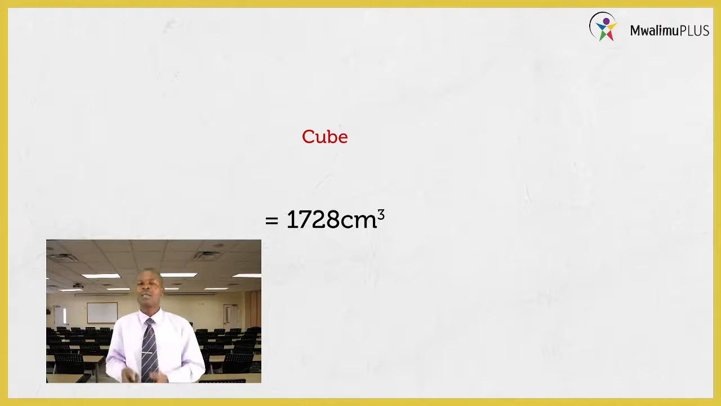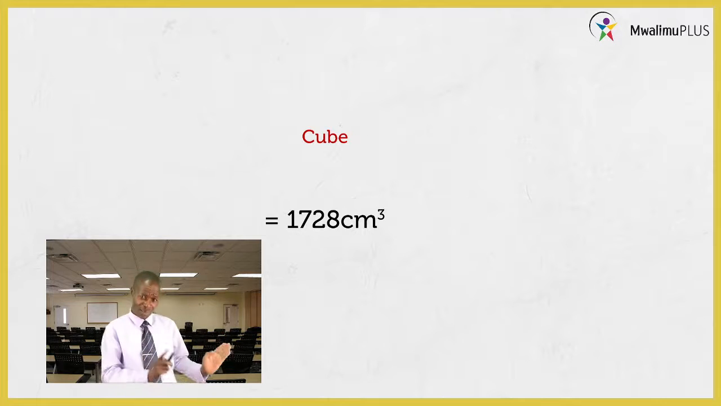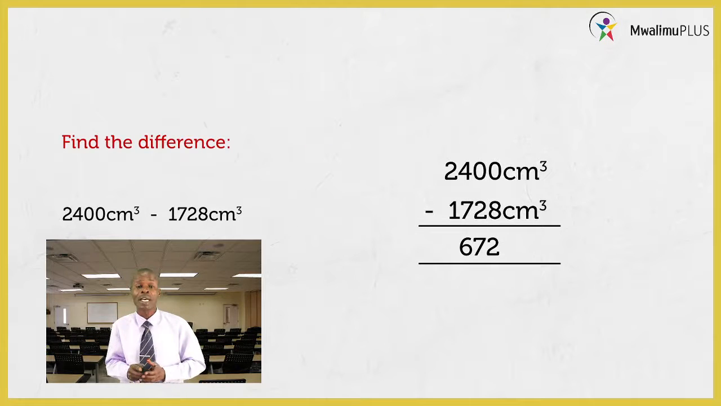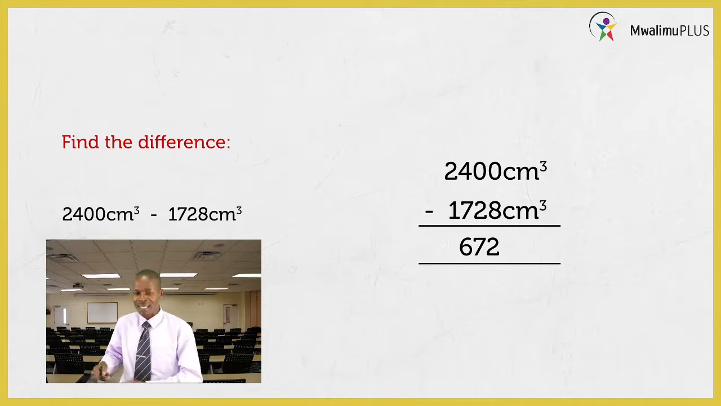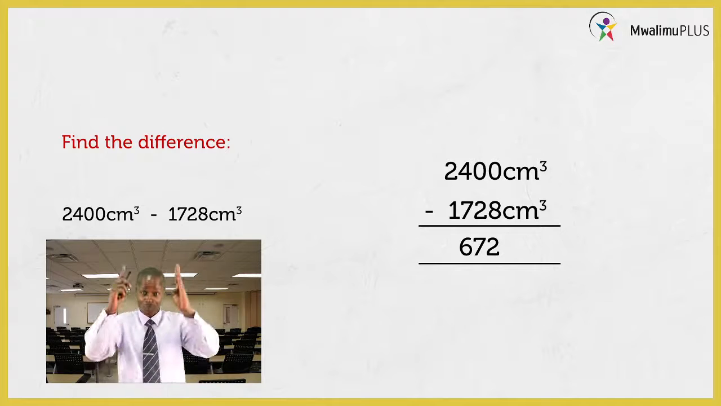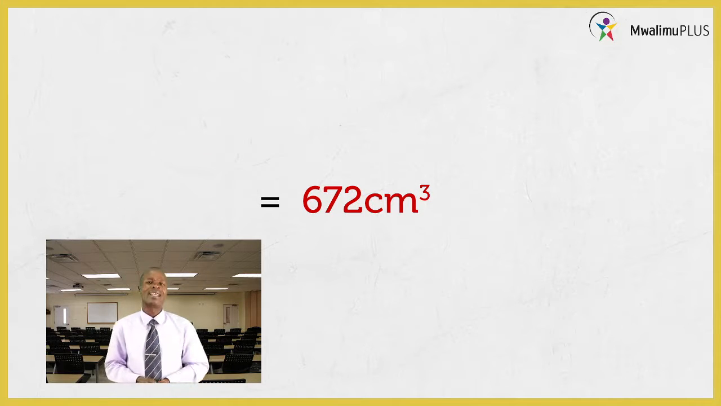Now, I want you to keep this in mind, and also remember what you had in the first container. The last part of the question was asking us to find the difference. And the difference here means you subtract one from the other. Remember, the first volume was 2,400 cubic centimeters. Subtract 1,728 cubic centimeters. When you subtract, very simply, vertically, you'll get 672 cubic centimeters. That's the difference between the two containers.